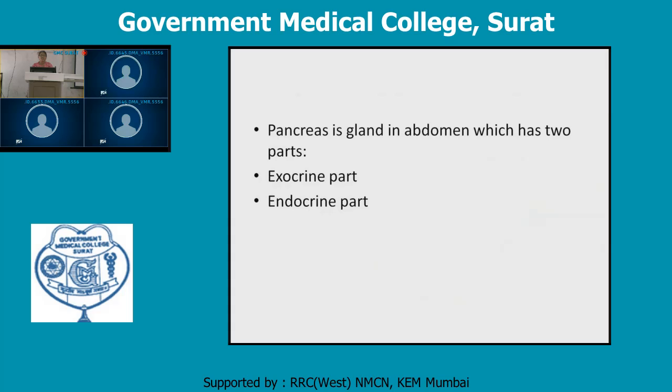Pancreas is a gland in the abdomen. It has two parts: the exocrine part, which secretes various enzymes and is responsible for the digestion of carbohydrate, protein and fat, and for the exocrine part, a duct system is there. So there is a well-developed duct system in the pancreas. And the endocrine part, that is the islets of Langerhans, is responsible for secretion of hormones, especially the most important one, insulin. So both the exocrine and endocrine parts are there in the pancreas.